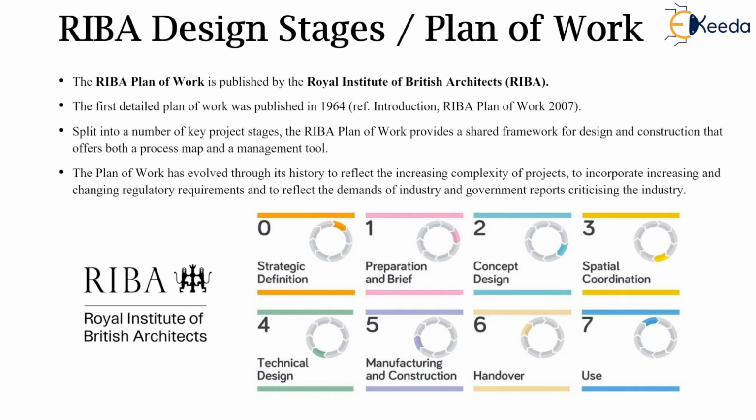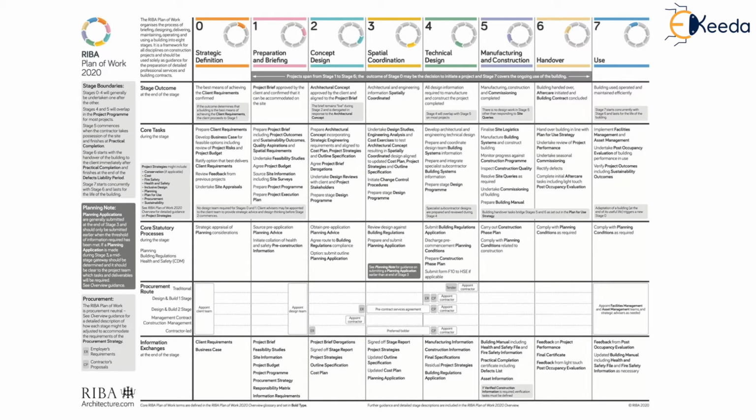The zeroth stage is the strategic definition. First stage is preparation and brief. Second stage is concept and design. The third stage is spatial coordination. The fourth stage, technical design. Fifth stage is manufacturing and construction. Sixth stage is handover, while the seventh stage is use of the building. These can be further elaborated into the RIBA Plan of Work 2020 matrix.